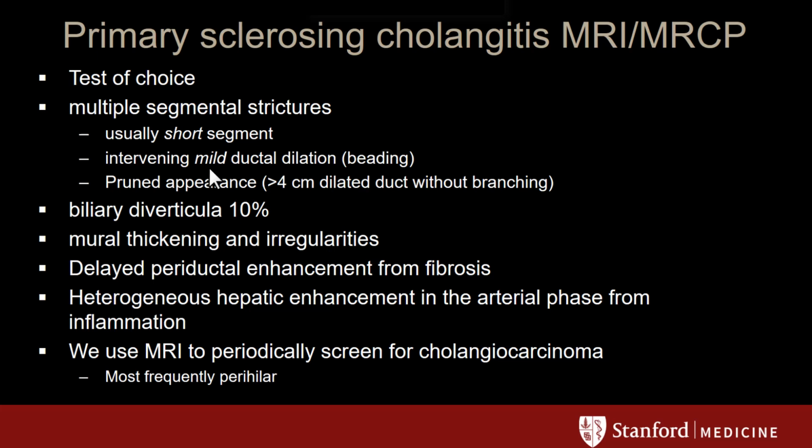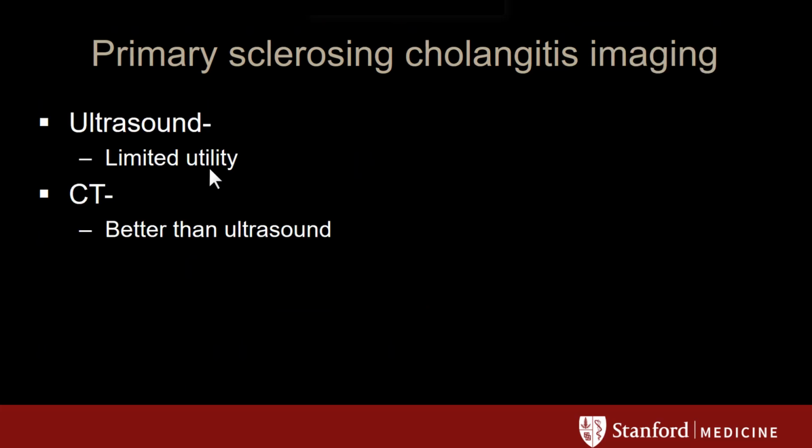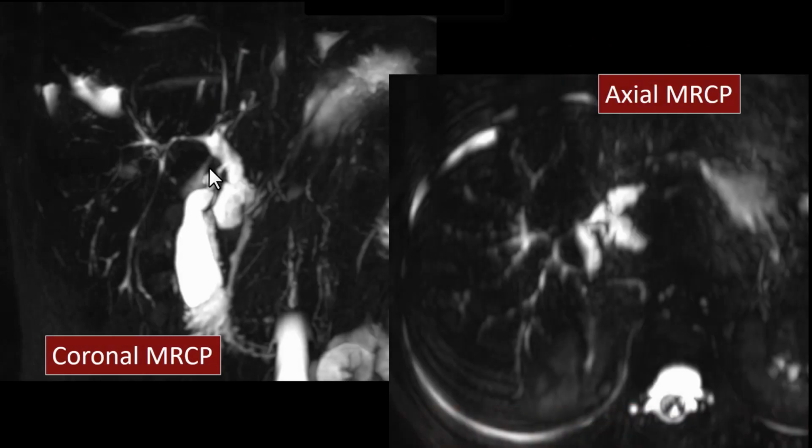You can see biliary diverticula, mural thickening and irregularities. We see delayed enhancement from the fibrosis, heterogeneous enhancement from cholangitis. And then, of course, we screen these patients periodically because of their risk of cholangiocarcinoma, which is most frequently perihilar. Ultrasound and CT are not that great. MRI, like I said, is a test of choice.